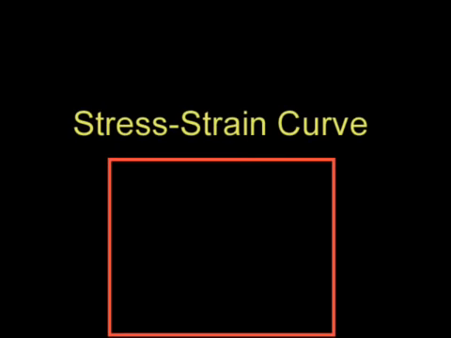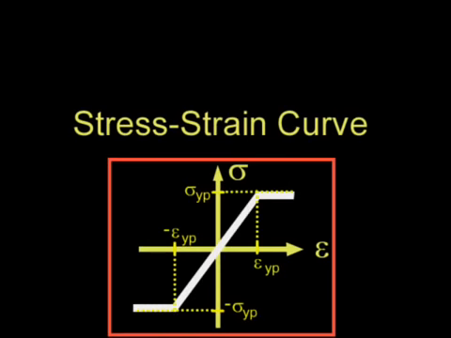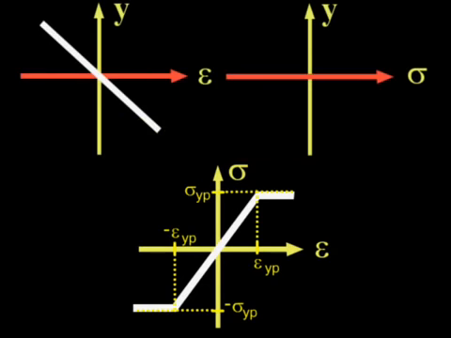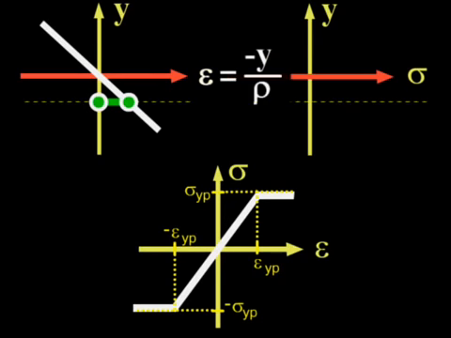Another way of looking at the relationship between stress and strain in the elastic plastic case is to use the stress-strain curve to determine the stress at each point. If the radius of curvature is known, then the strain can be found at any point using the equation epsilon equals minus y over rho. The fiber shown in green is in its elastic range. The stress at this strain value can be read off the stress-strain graph.